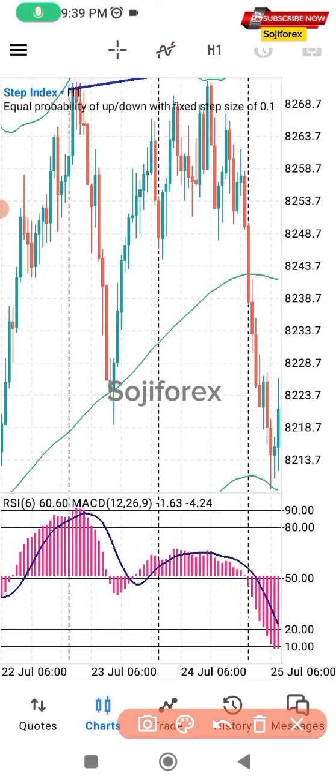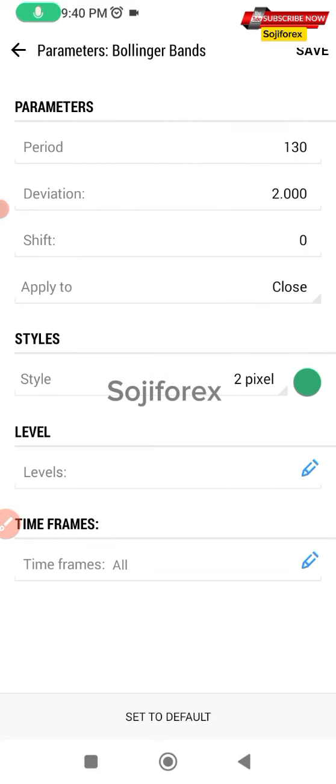So the indicators I'll be using are our Bollinger Band and our MACD indicator. Our MACD is the moving average convergence divergence. And here's the setting for our Bollinger Band. The period is 130, deviation is 2.0, apply to shift, shift is 0, apply to close.